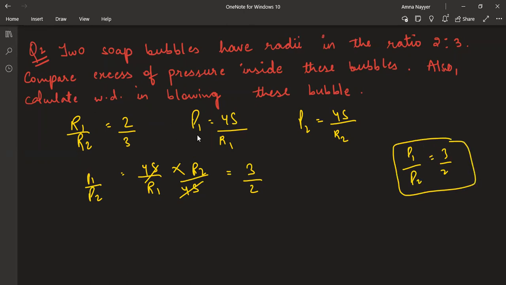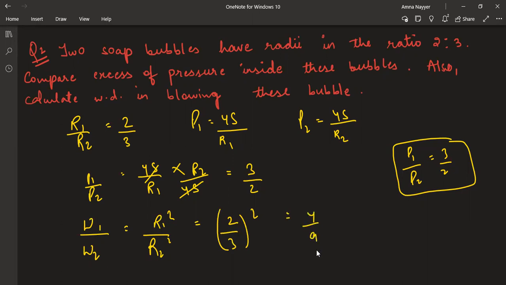Then the work done in blowing these bubbles. See, how will we calculate work done? You know work done is directly proportional to R square. So this will be R1 square by R2 square, which is R1 by R2 whole square, 2/3 whole square, 4/9. This is the answer. Note it down.